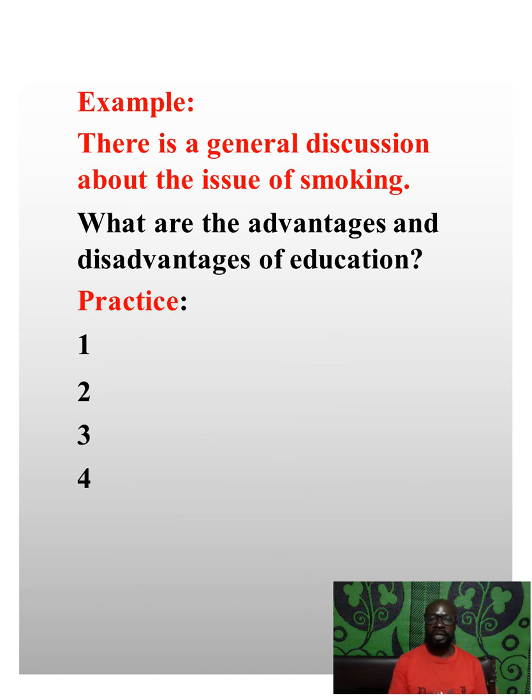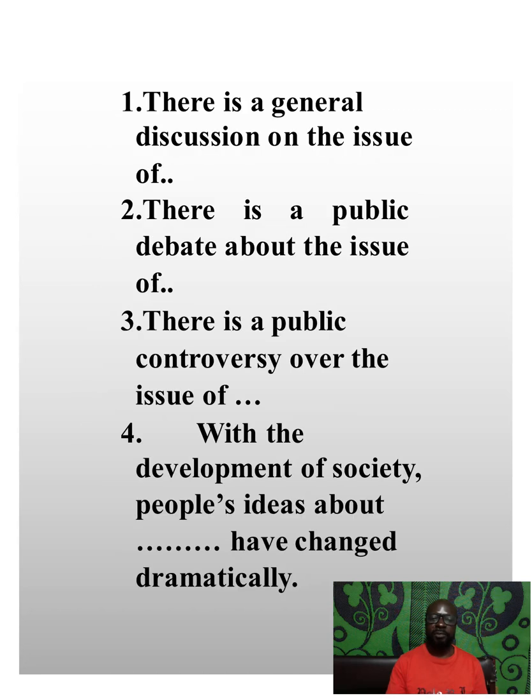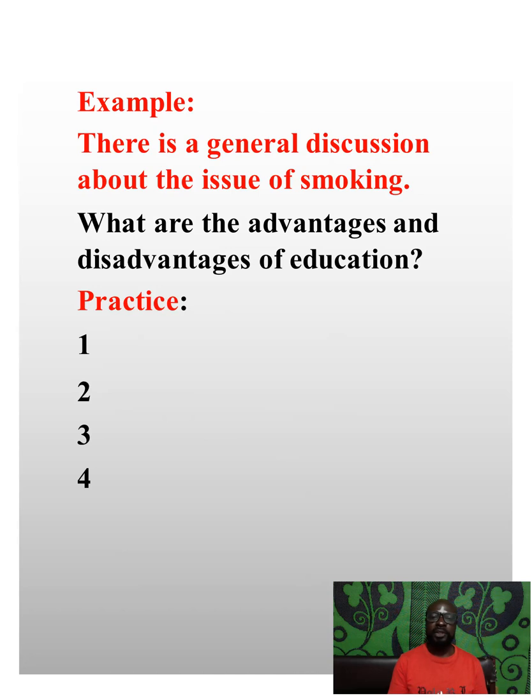Example. There is a general discussion about the issue of smoking. Let us change the topic. What are the advantages and the disadvantages of education? In this topic, the issue is education. So we are going to go back to our examples of general statements and we write them down. Now, pause the video, start typing the 4 sentences, these ones, 4. Type them, but remember the topic is not smoking, the topic is education. The issue is education. Remember, practice makes perfect. Pause the video, go to your WhatsApp group and start typing 1, 2, 3, and 4.